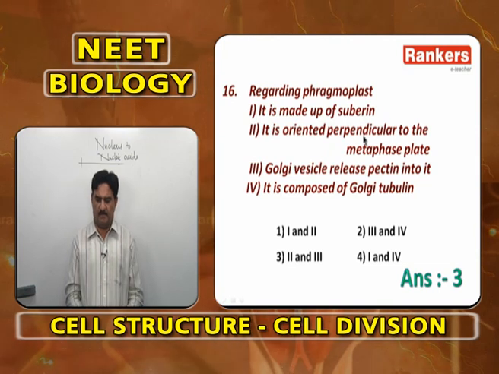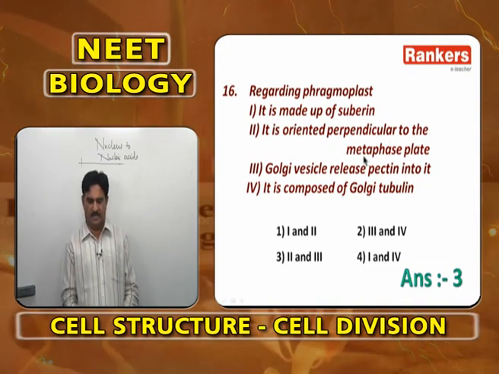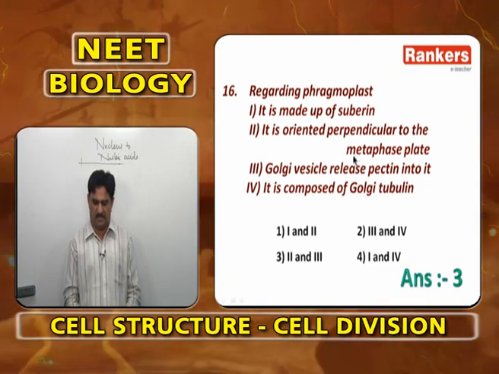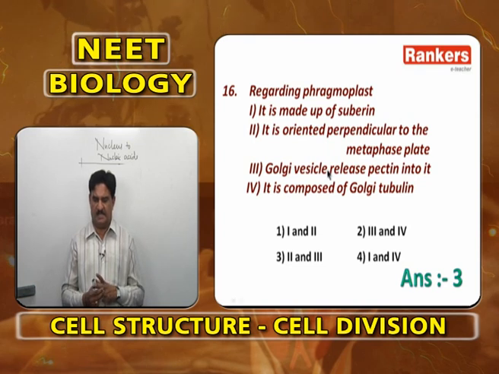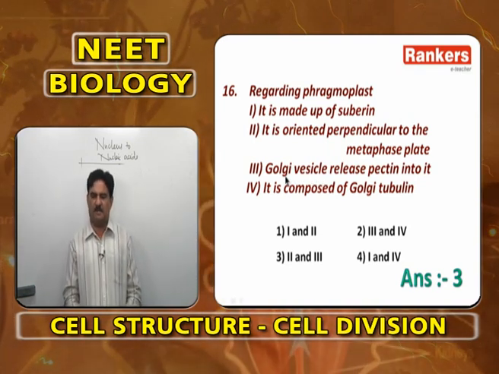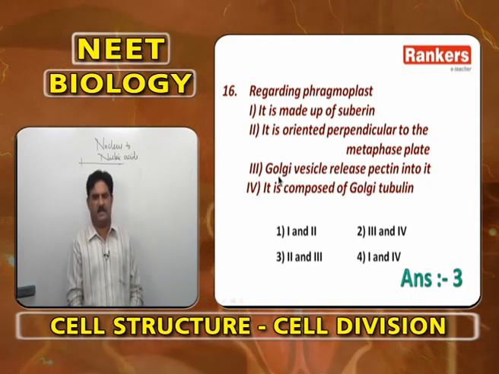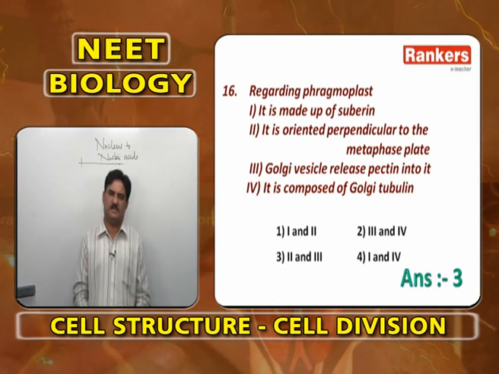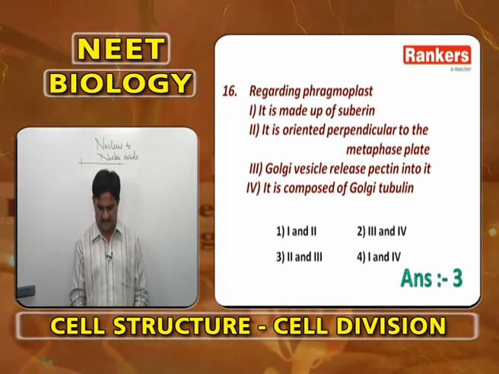It is oriented perpendicular to the metaphasic plate is correct. Definitely it is oriented perpendicular to the metaphasic plate. Golgi vesicles release pectins into it. Whenever Golgi vesicles and vacuoles release pectins into it, then only phragmoplast converts into cell plate, and cell plate undergoes physical and chemical changes to form middle lamella and every cell becomes two daughter cells.